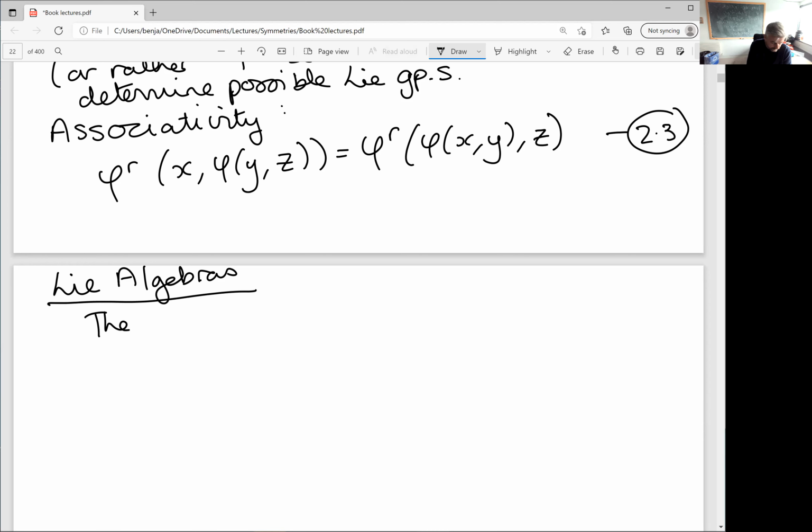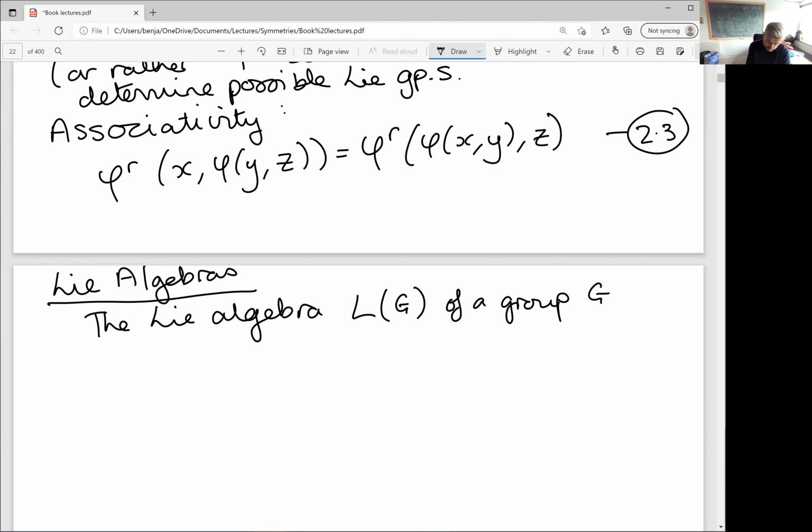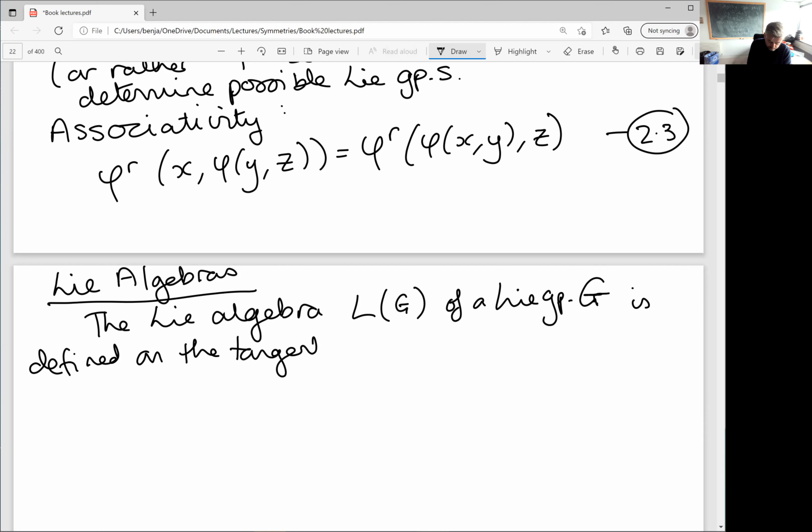So the Lie algebra of a group G, we write this L of G. I should say a Lie group. It is defined on the tangent space to the group manifold G at the identity E.